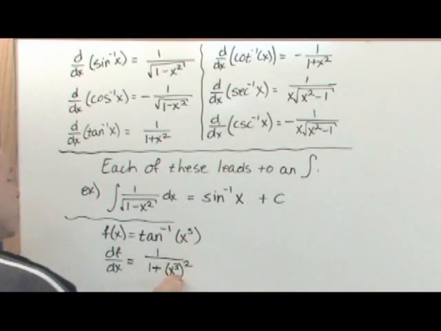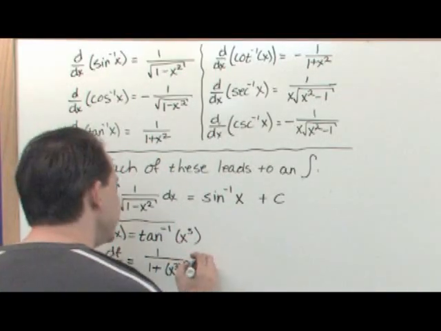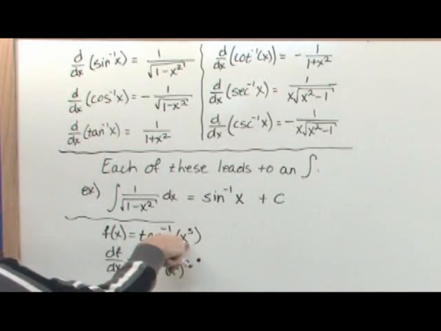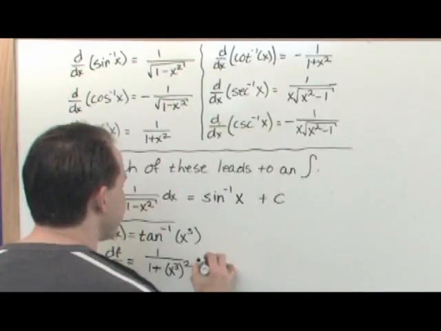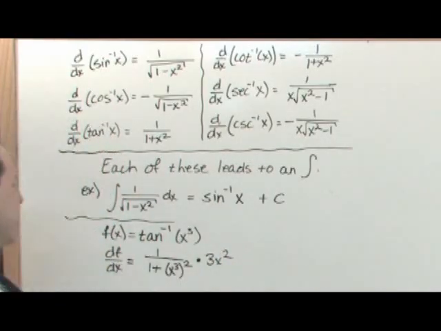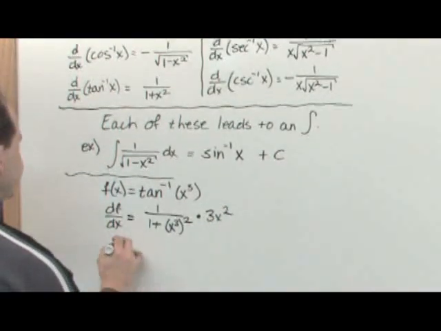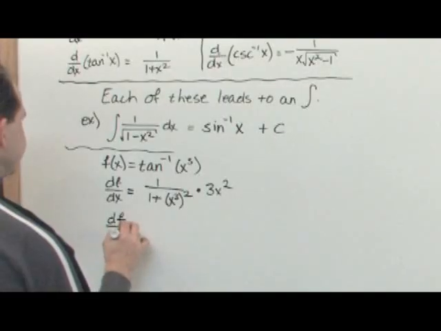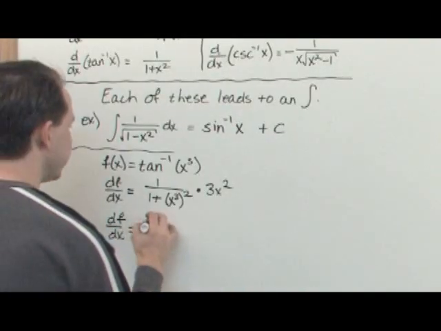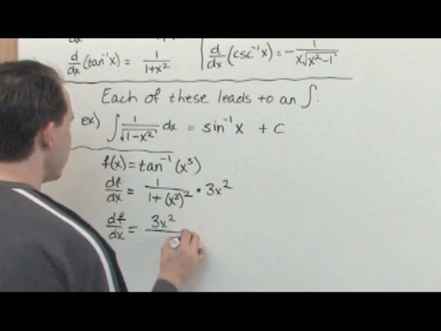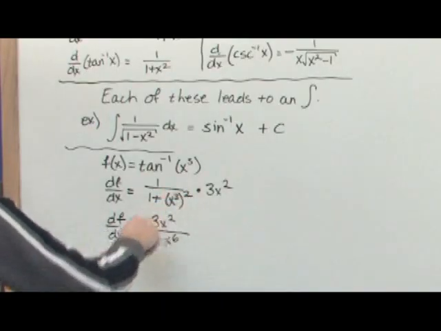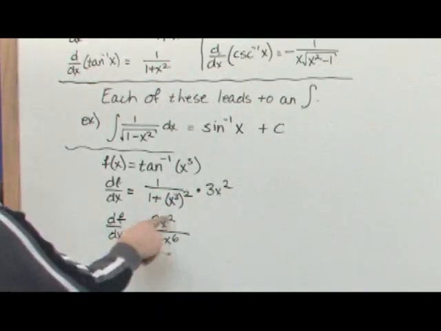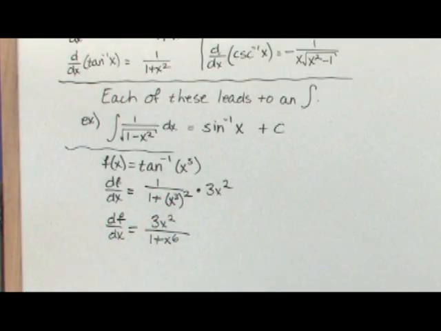So you take the derivative using the thing that you know. You use the argument that you had, but now you're not done yet. You have to multiply by the derivative of the inside to make it complete. The derivative of x cubed is 3x squared. So you multiply by that. So then df dx is just going to be equal to 3x squared on the top over 1 plus x to the 6th power on the bottom, because x cubed squared, 3 times 2, gives you 6. So it's 3x squared on the top, 1 plus x to the 6th power on the bottom.